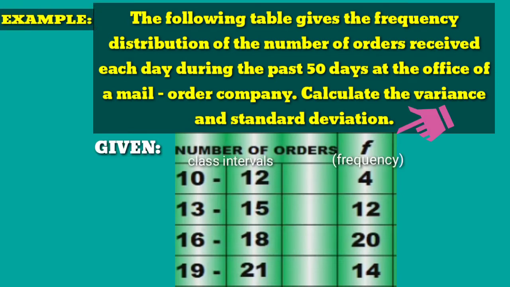Right, this is our given frequency distribution table. The number of orders, which is considered also as our class intervals, and the frequency. So there are 4 class intervals. The first class interval is from 10 to 12 with a frequency of 4. The second is from 13 to 15 with a frequency of 12. The third is from 16 to 18 with a frequency of 20. The fourth is from 19 to 21 with a frequency of 14.